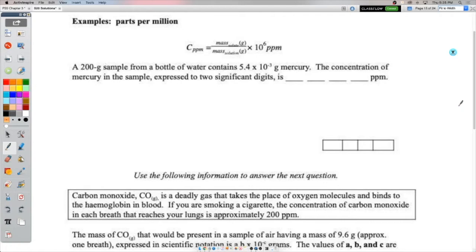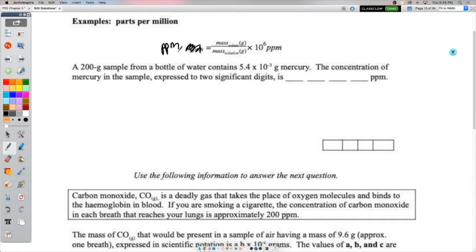Okay, so now it is time to get some practice with parts per million. So I'll do some examples. Parts per million, again, is a way of expressing concentration, comparing an amount of solute to an amount of solution. Again, just change this. It should be ppm.